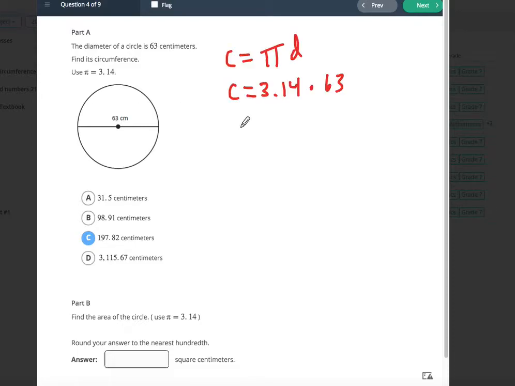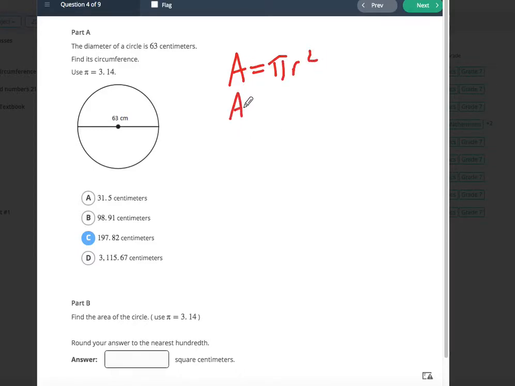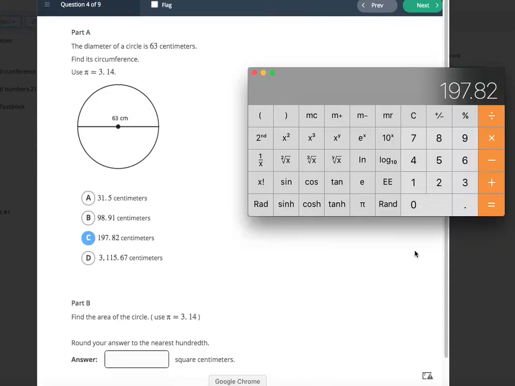Find the area of the circle. All right, so the area of the circle, we're going to use area equals pi r squared. So area is equal to 3.14 times the radius squared. So the diameter is 63, so half of 63 would be 31.5. Now I've got to do 31.5 squared.